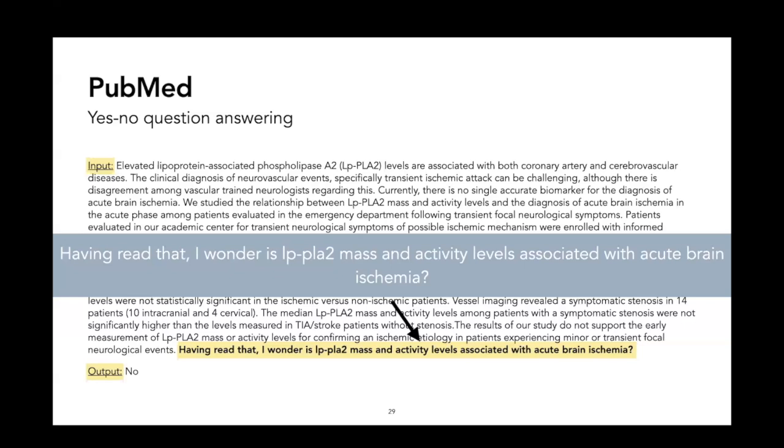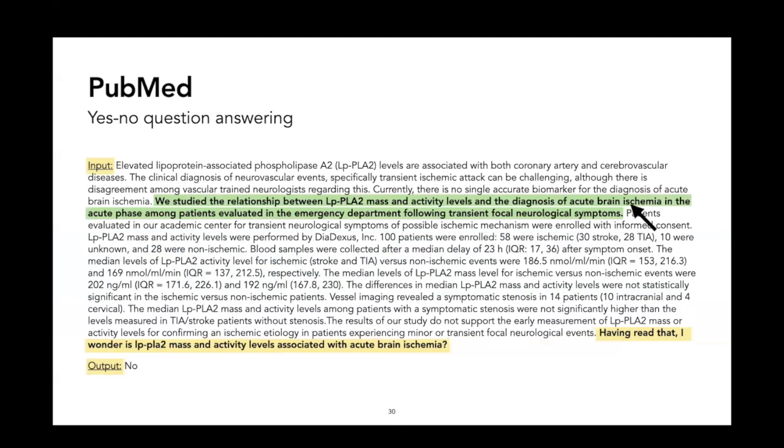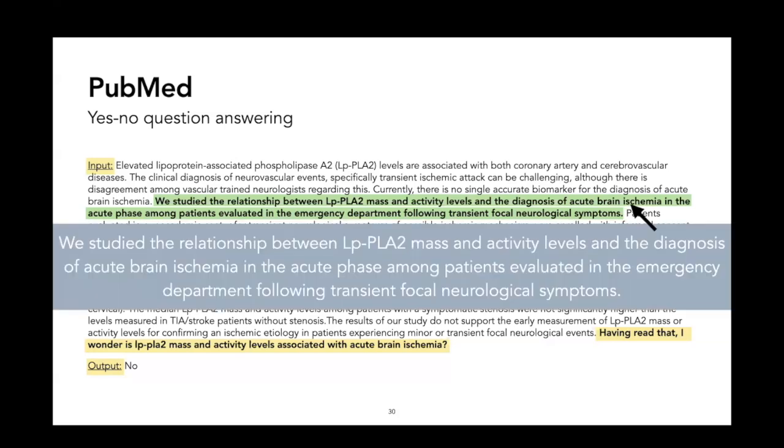Now, let's try to answer this question. First, the sentence highlighted in green is the purpose of the study, and that's exactly what Bonito generated. We study the relationship between LPPLA2 mass and activity levels and the diagnosis of acute brain ischemia in acute phase among patients evaluated in emergency department following transient focal neurological symptoms. This is a really complicated sentence, but this does not answer our question.